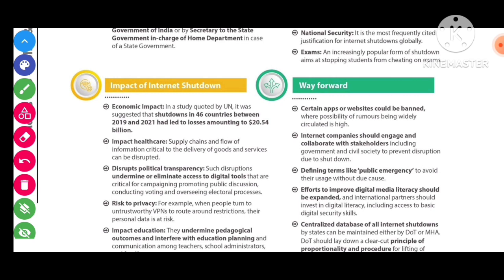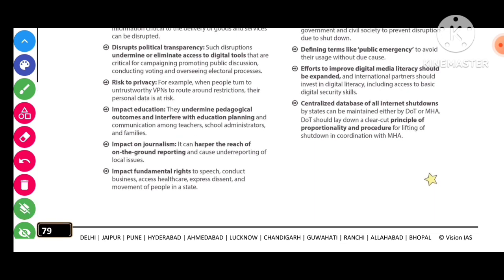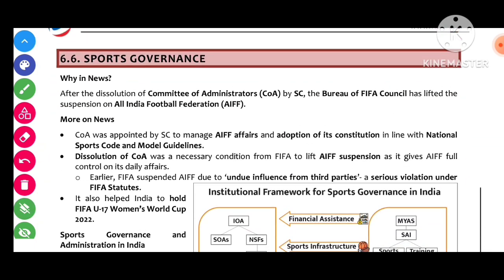And the way forward for internet shutdown: certain apps or websites could be banned, such as India banned 59 Chinese apps for threat to privacy in India, and defining terms like public emergency. Efforts to improve digital media literacy should be expanded. Okay, and a centralized database of all internet shutdowns. So remember this.